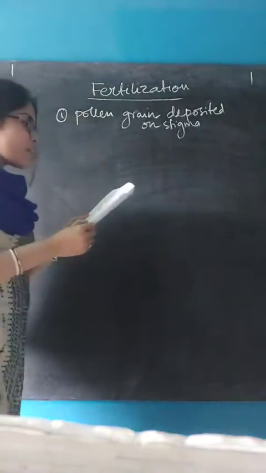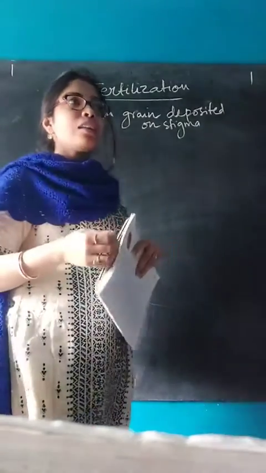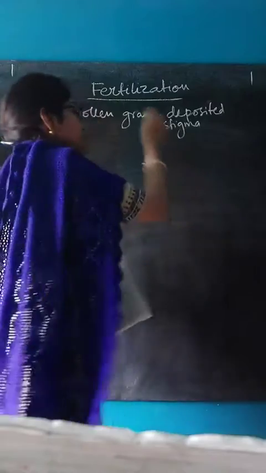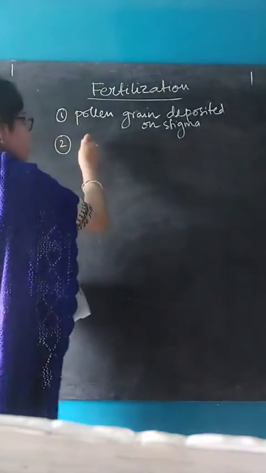Next step, the pollen grain swells and begins to grow a pollen tube. So next what happens, by taking up moisture and certain chemicals and enzymes from its surroundings, the pollen grain that was deposited on the stigma will start to swell.